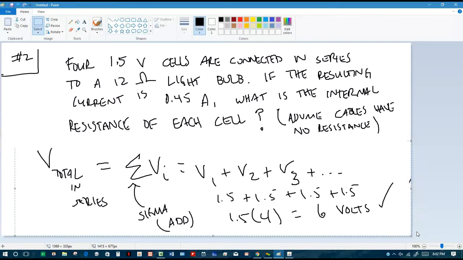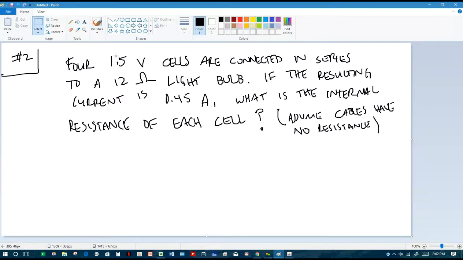And next I want to find the total resistance. Okay, how will you find the total resistance? By adding the resistance of a light bulb and multiplying it by the resistance of the 4 batteries. We don't know the resistance of the 4 batteries yet. Yeah, that's what we're trying to find. That's right.